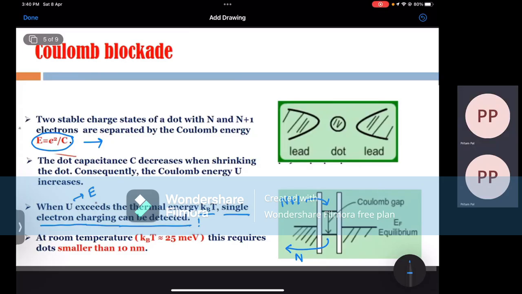It means normally what happens at room temperature, electrons have a thermal energy. Now, if this Coulomb energy is smaller than this thermal energy, there is a possibility that electrons can move to this higher energy state, or you can say the adding of a new electron to this quantum dot is not that difficult. But at low temperature or for higher Coulomb energy, this possibility does not occur, right?